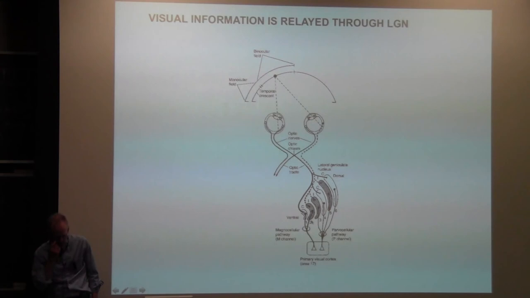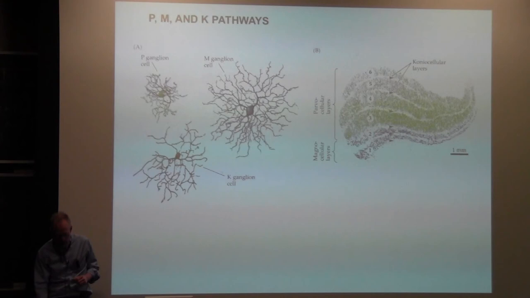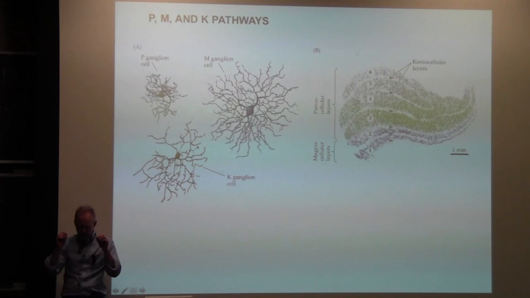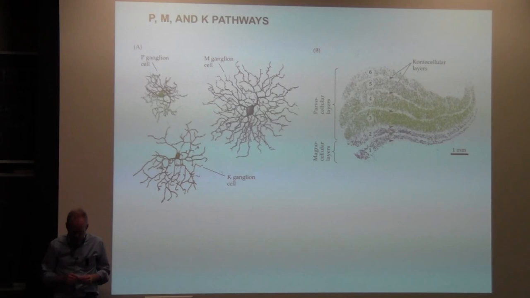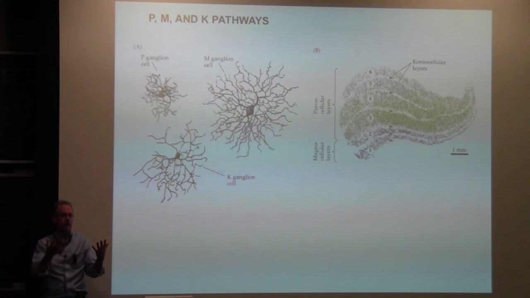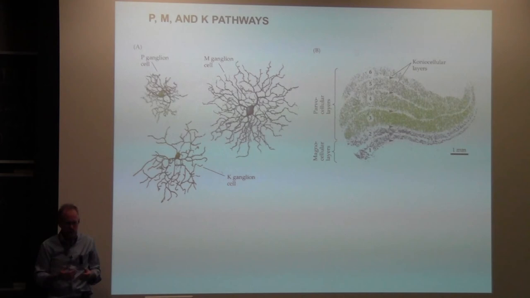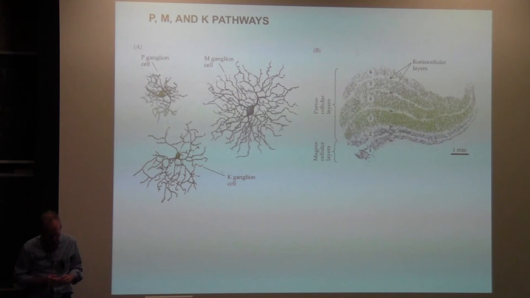The parvo layers receive inputs from so-called P retinal ganglion cells, and the magno layers receive from M retinal ganglion cells. So what's the difference between them? P retinal ganglion cells have small dendritic arbors, so they're talking to small numbers of bipolar cells, so they have smaller receptive fields. So they provide visual information with greater spatial acuity. They're responsible for vision of fine image details. It's also the P retinal ganglion cells that are sensitive to red-green wavelength differences. So they're important for color information.